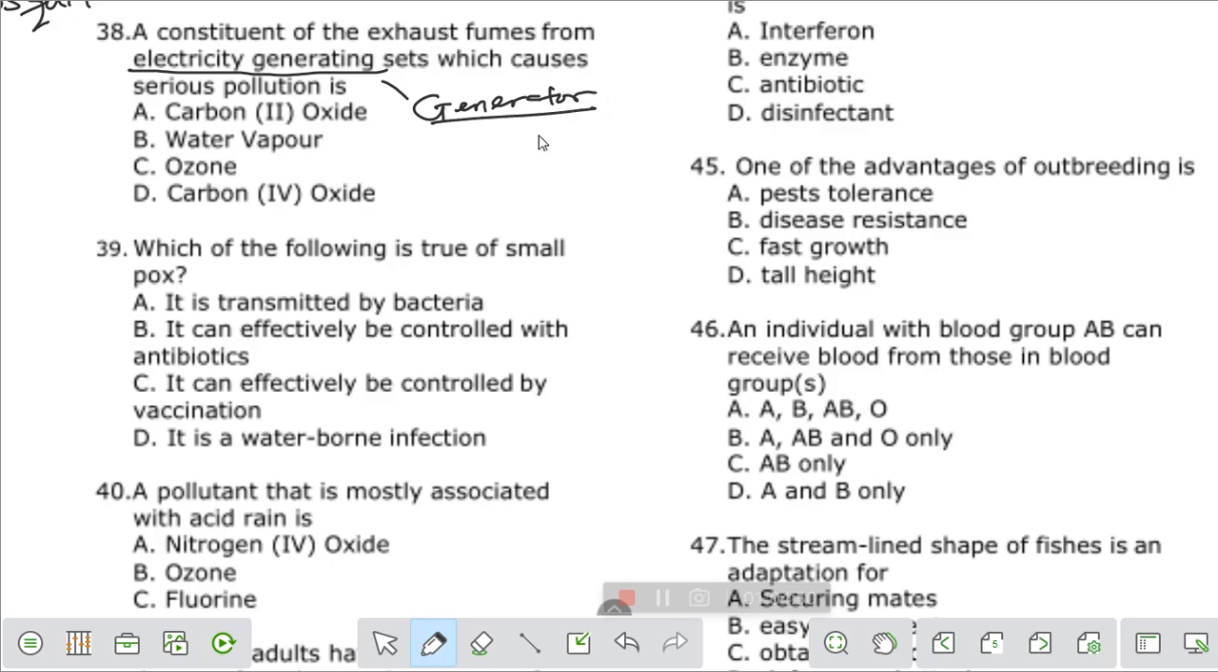So which of the following is true of smallpox? I told you smallpox is a virus disease. So now they say it is transmitted by bacteria. Wrong. It is effectively controlled by antibiotics. It can effectively be controlled by vaccination. Yes. So you cannot use antibiotics because it's actually not a bacterial disease.